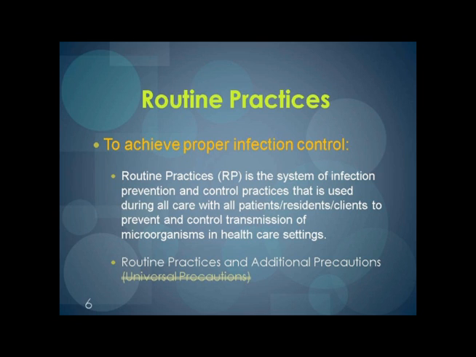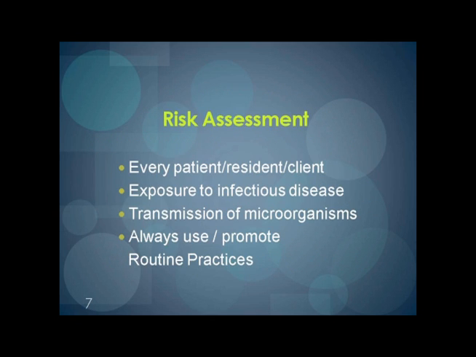Additional precautions are necessary in addition to routine practices for certain pathogens. These precautions are based on the method of transmission, for example, contact, droplet, airborne, or a combination of these, such as droplet contact precautions. A risk assessment should be done with every resident. A risk assessment is an evaluation of the interaction of the healthcare provider and the client, patient, or resident, and the client, patient, or resident's environment to assess and analyze the potential for exposure to infectious disease and identify strategies that will decrease exposure and prevent the transmission of microorganisms.